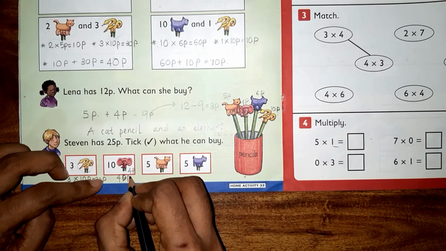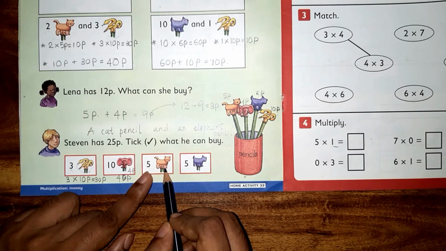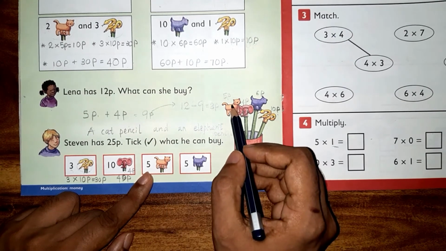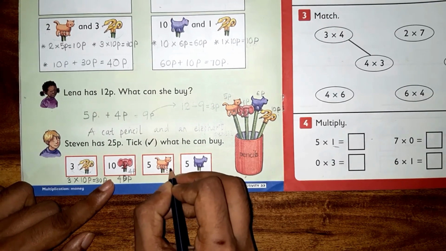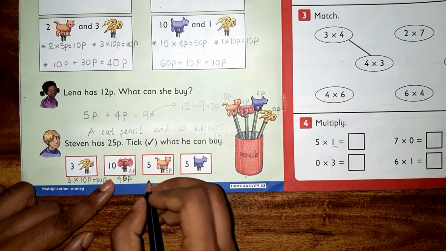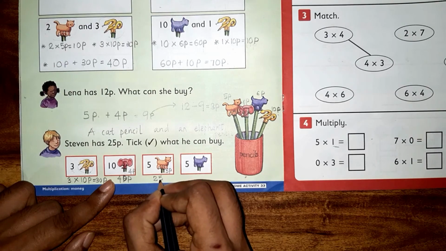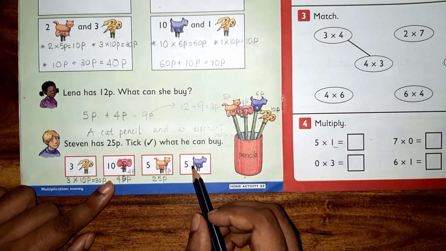40 pence. Okay. Next one, 5 cat pencils. Cat pencil has a price of 5 pence. That means 5 fives. 5 times 5, you will have 25. If you can't remember, just check the table that we have done before.